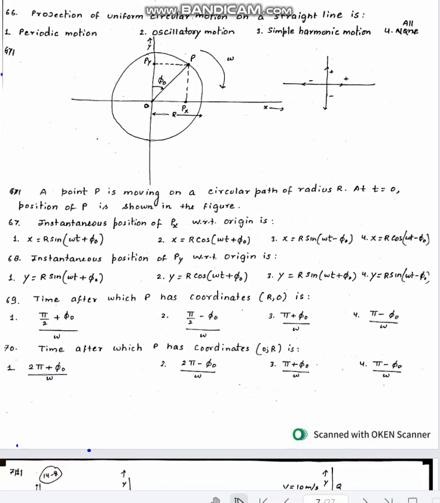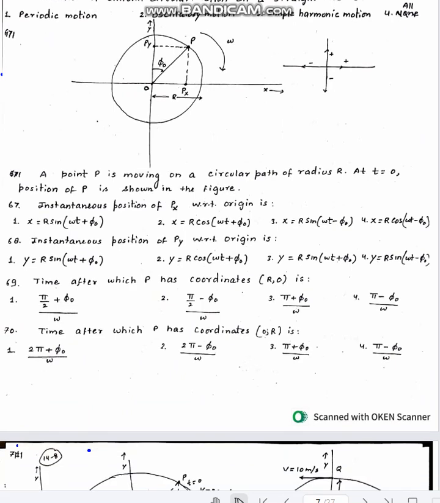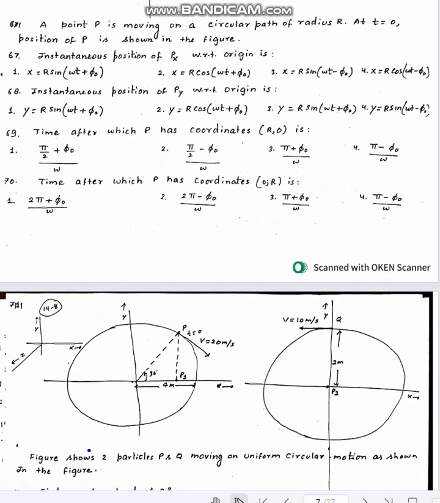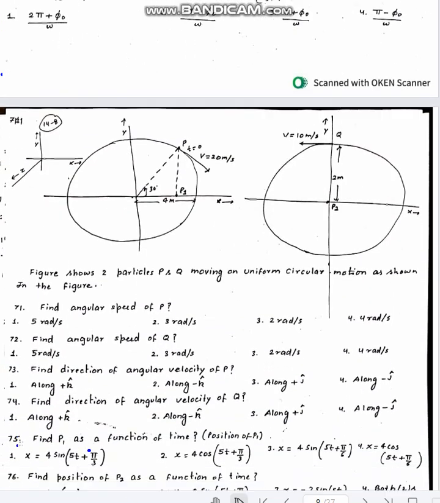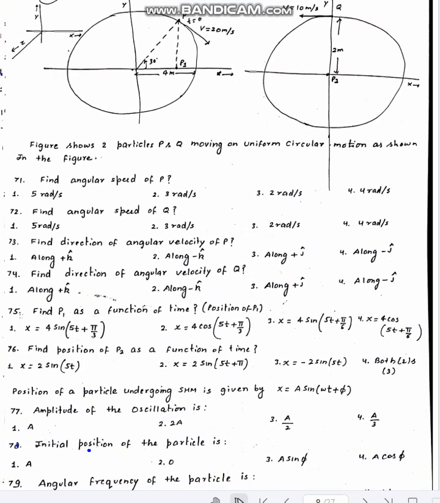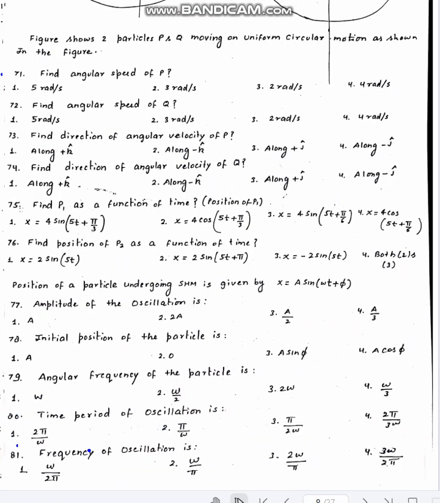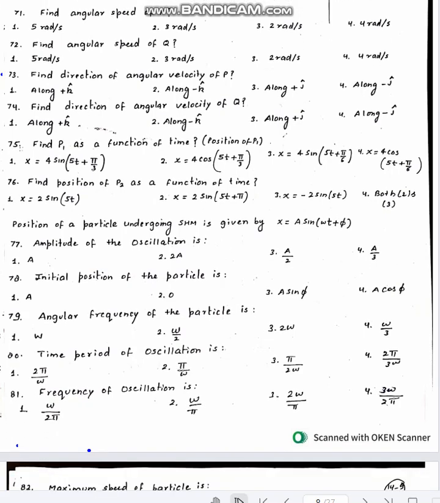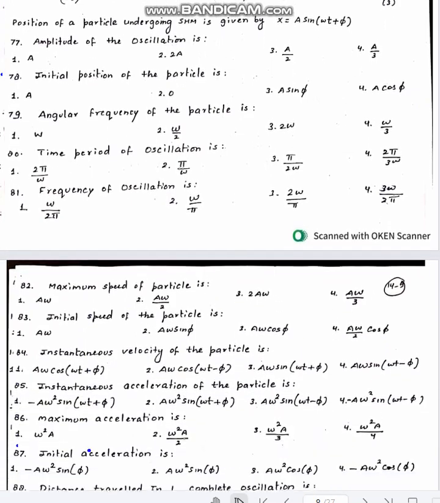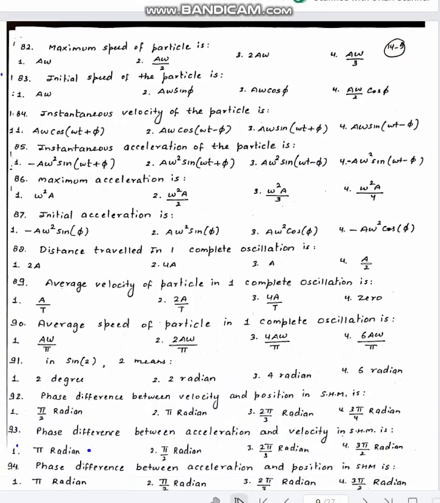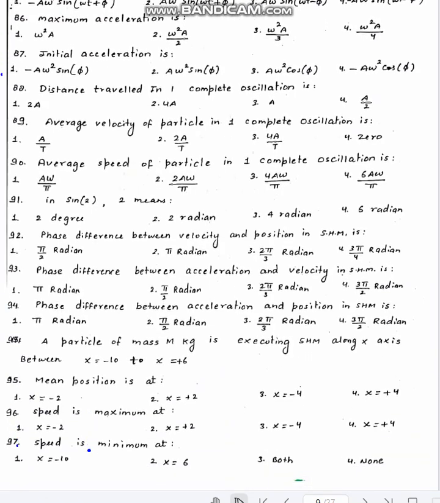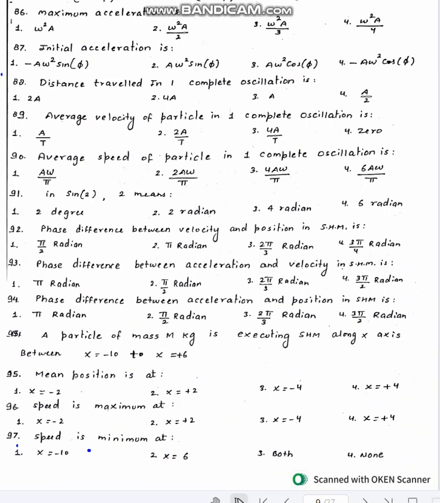Then we have SHM as a projection of circular motion. Different numericals are being given on that to find position, time related to the coordinates. Then we have 2 different particle systems, the questions based on that, finding angular speed, direction, function as a time. Then we are given a numerical based on SHM. We need to find amplitude, initial position, angular frequency, time period, frequency, maximum speed, initial speed, instantaneous velocity, instantaneous acceleration, maximum acceleration, initial acceleration. Then we have concept of distance, average speed, average velocity.